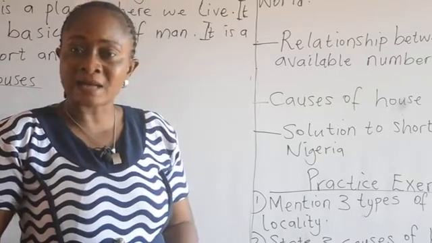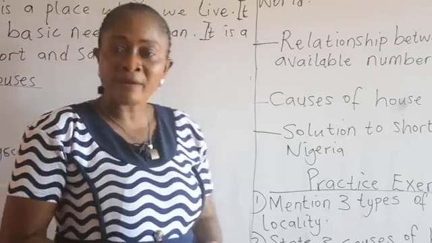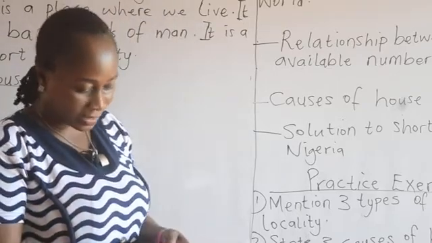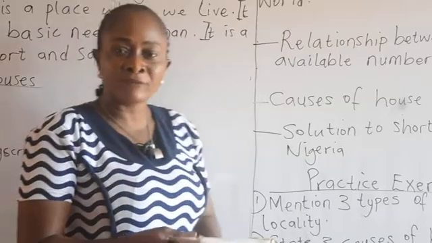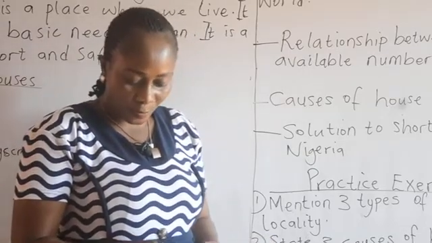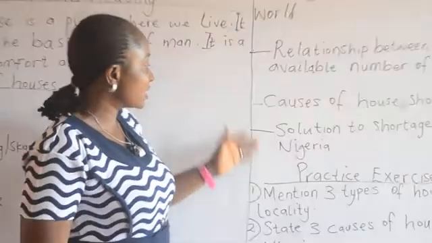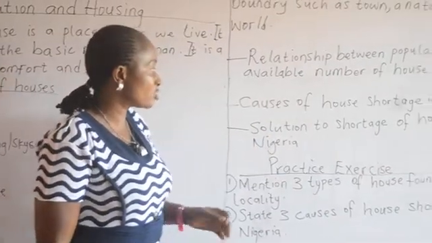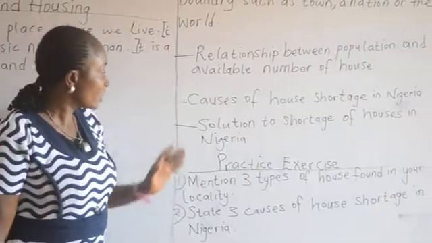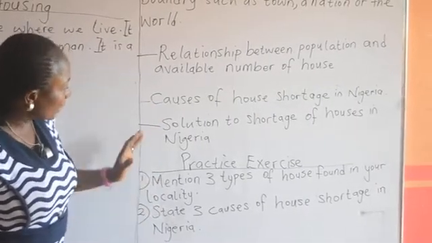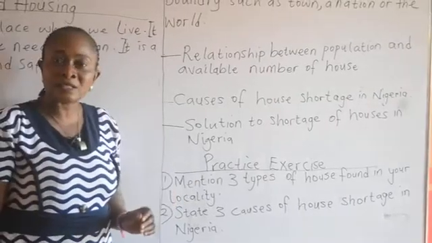Government should make land available at a very reduced cost so that people can build their own houses. And banks should give loans so that people can build their own houses as well. So these are some of the solutions to the shortage of houses in Nigeria. Everything that has problem has solution. Then please remember that practice makes perfect.